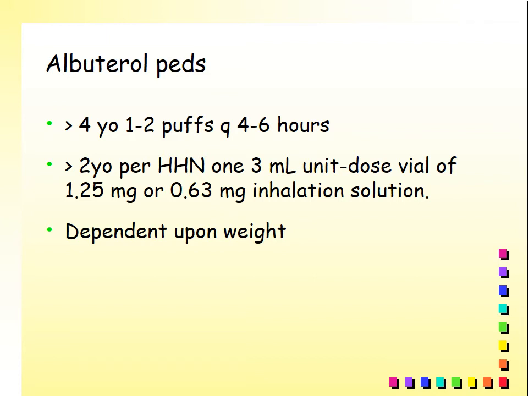It has a pediatric indication in the metered dose inhalers. It can be used with a spacer in children age 4 or older, 1 to 2 puffs every 4 to 6 hours. For children 2 or over, it can be used in a handheld nebulizer, and it's a 3 milliliter unit dose vial of 1.2 milligrams or 0.6 milligrams inhalation solution, and that dosage is based on weight.